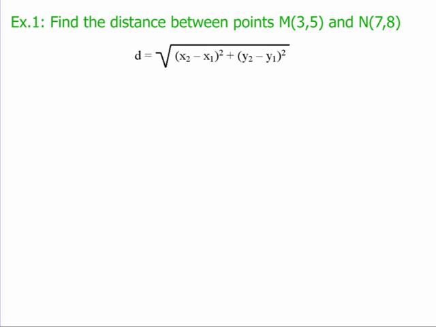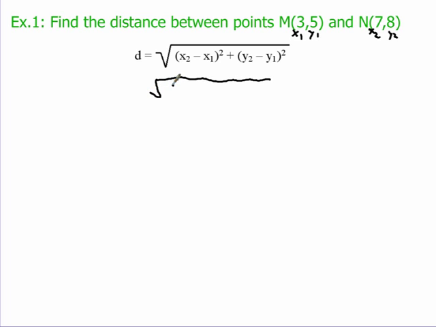So example 1 says, find the distance between the points 3, 5, and n, which is at 7, 8. So why don't you go ahead and pause the video and try this one, and then we'll go over it. So now that you've tried this, let's go ahead and solve this problem. So the first thing we want to do is decide what's x1 and y1 and what's x2 and y2. I'm going to go ahead and just call this x1, y1, x2, y2.